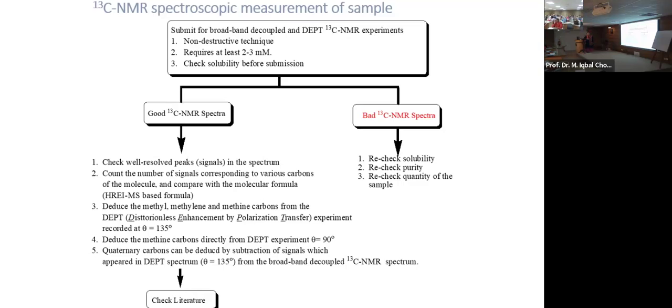But it's okay. We have the broadband with us, and that has all the C, CH, CH2, and CH3. So whatever is not present in these two DEPT spectra but is present in the broadband is quaternary.